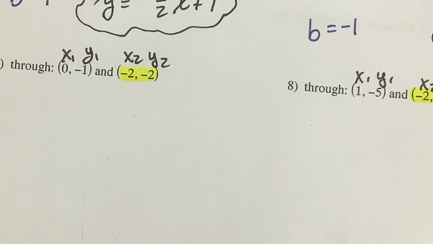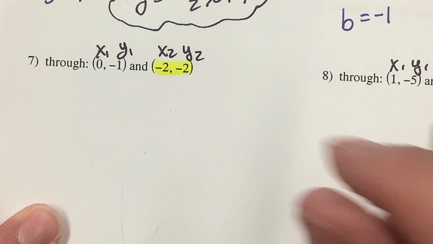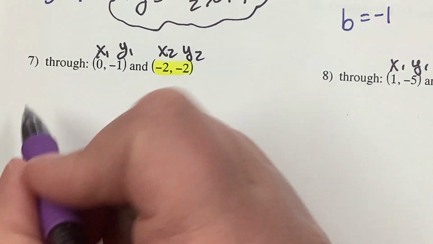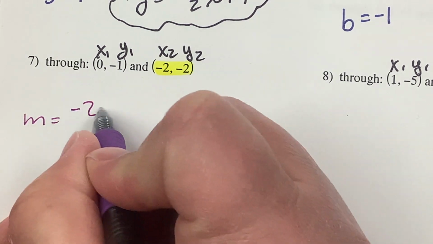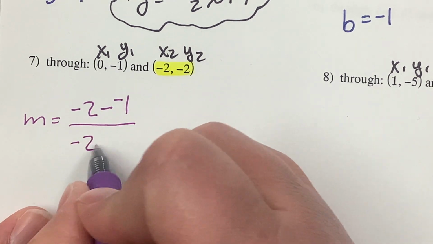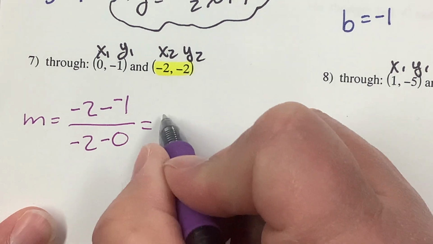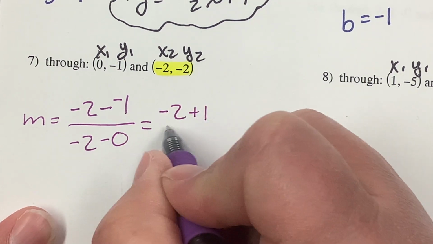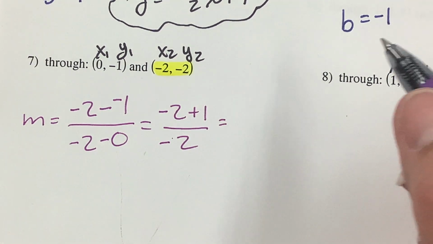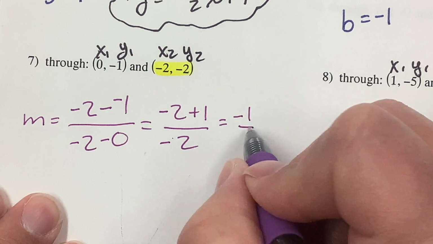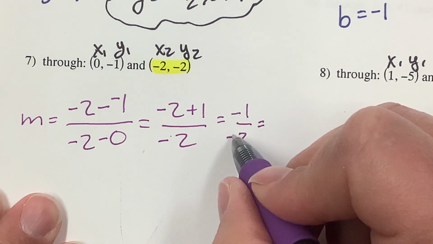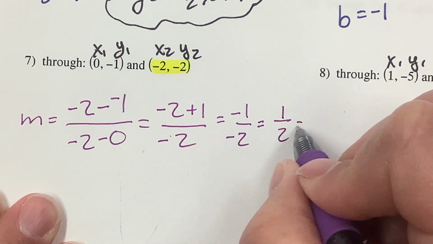2 more on this side. Not bad, not bad. Okay. y2 minus y1, m equals negative 2 minus negative 1 over x2 minus x1, negative 2 minus 0. Keep change, negative 2 plus 1 over negative 2. Negative 2 plus 1, negative 1 over negative 2. That doesn't look good. Those are both negative, which means negative divided by negative is positive 1/2 for m.